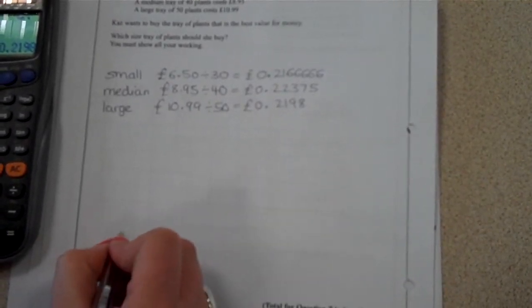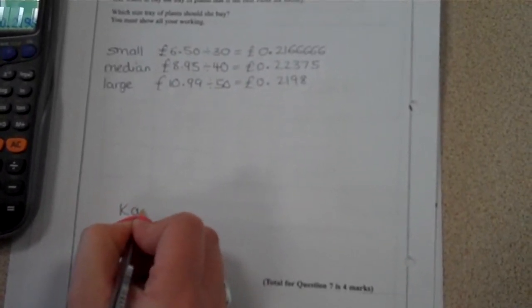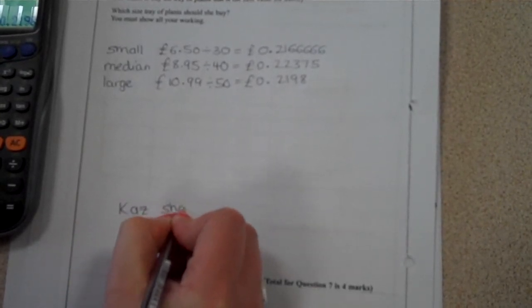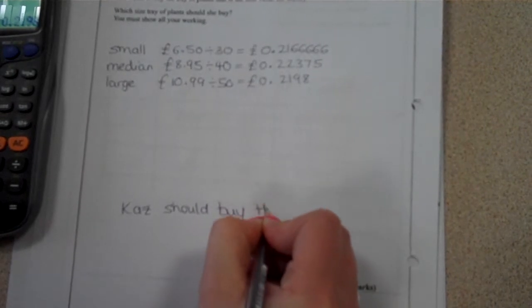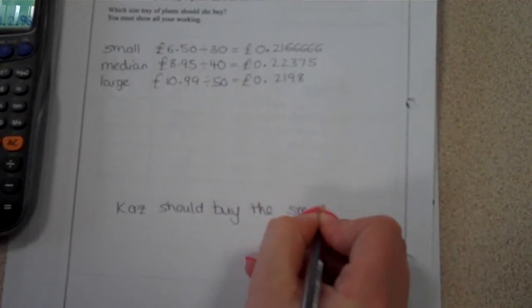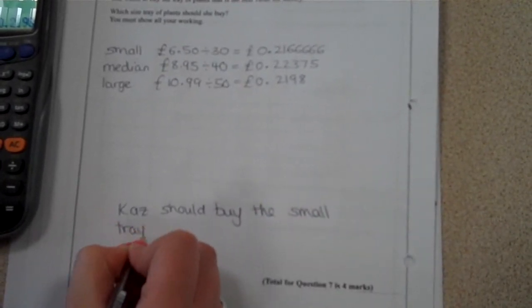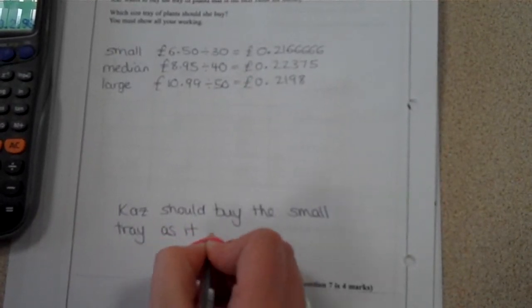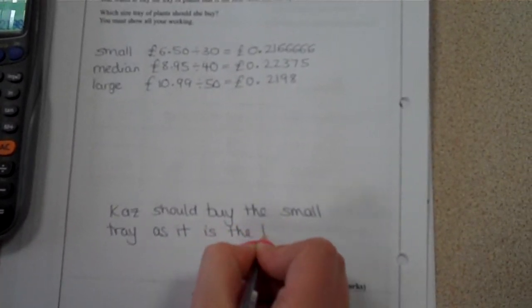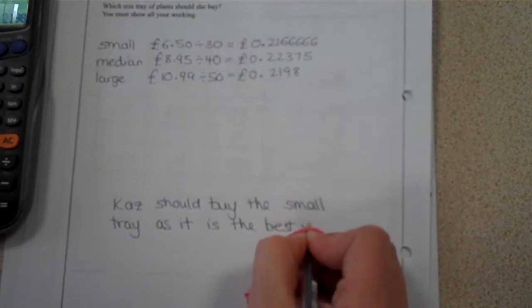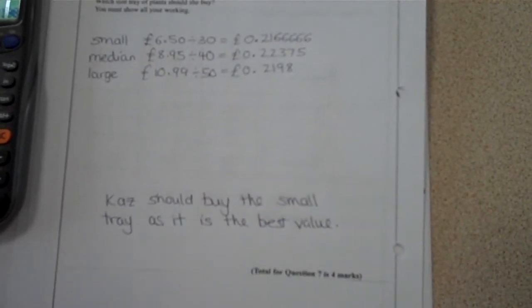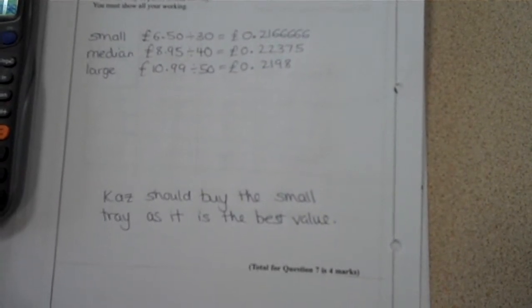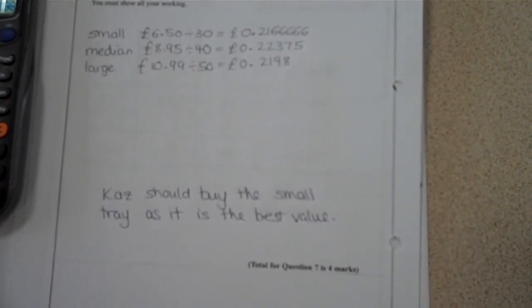So I need to say that Kaz should buy the small tray as it is the best value. So even if you do all of your workings, if you don't write that down, you then won't get that 4th mark for your quality of written communication.